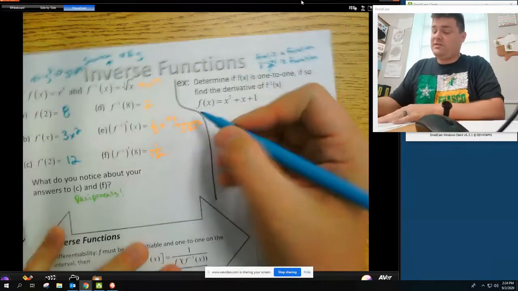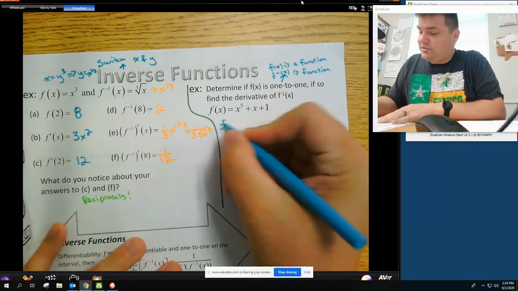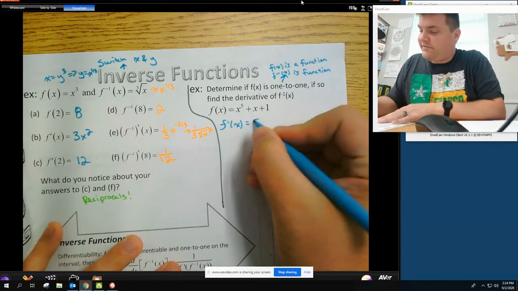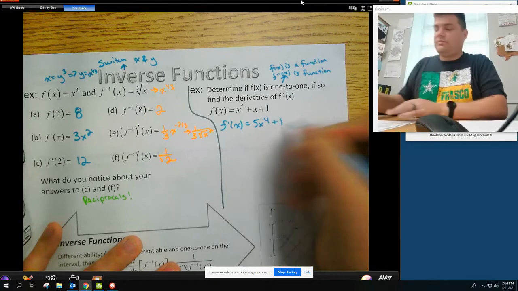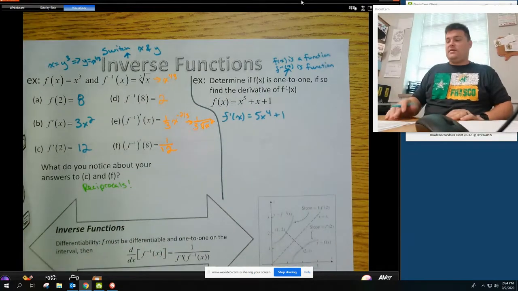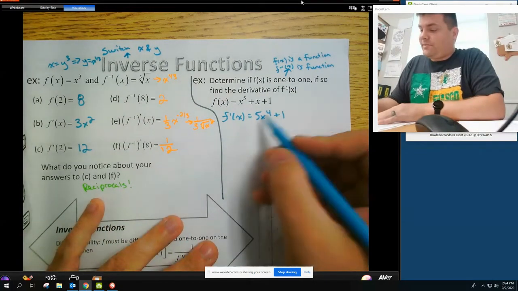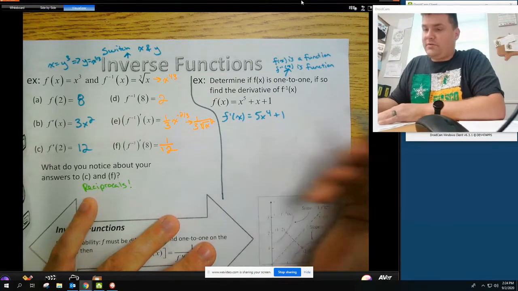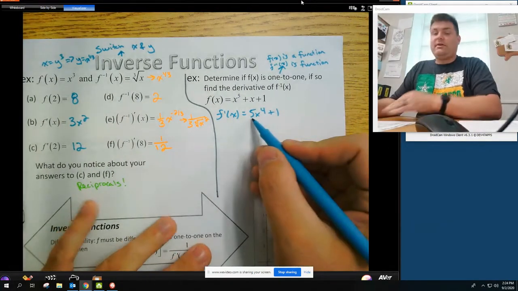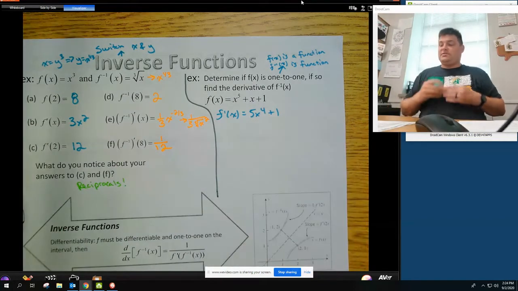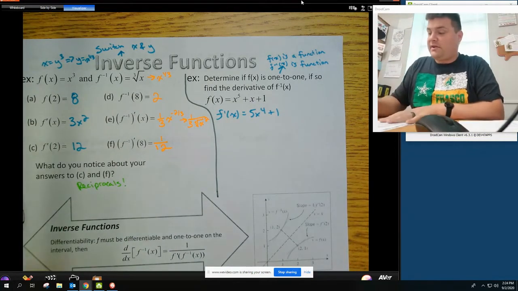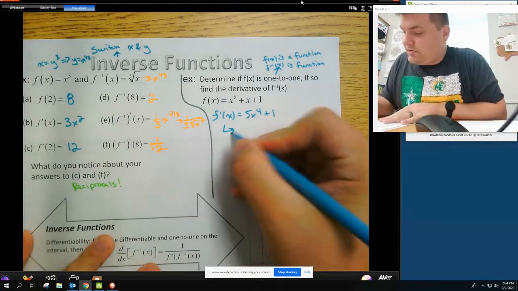So to find out if it's increasing or decreasing, you're going to take the derivative. So the derivative is 5x to the 4th plus 1. Okay? So this function, is it always increasing? Well, is the derivative always positive? Is the derivative always negative? I'm telling you right now that this is always positive.